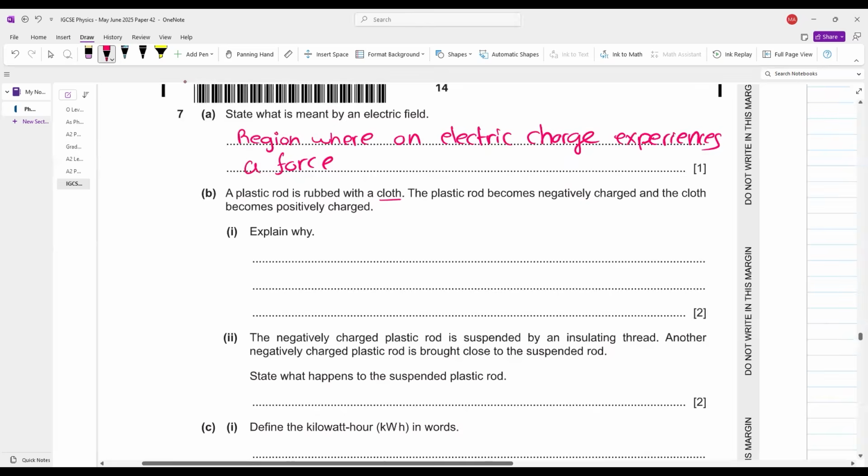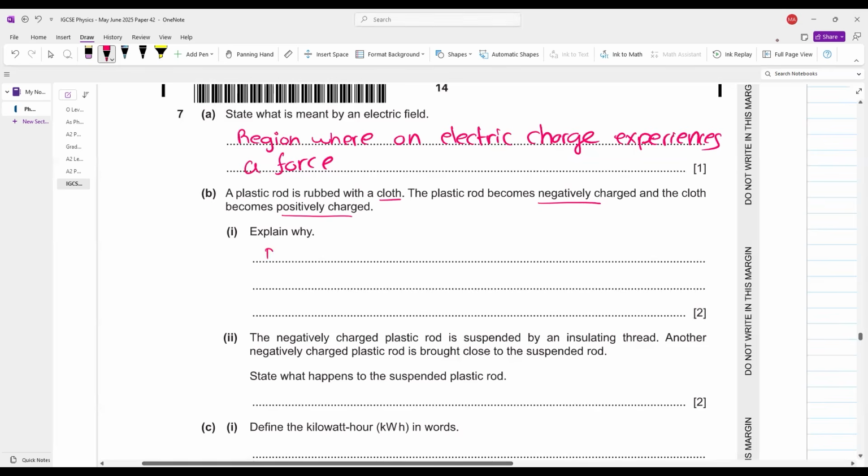A plastic rod is rubbed with a cloth. Okay. The plastic rod becomes negatively charged and the cloth becomes positively charged. Explain why. Plastic rod negatively charged क्यों हो रही है? Because it is gaining electrons. The cloth becomes positively charged. Why? Because it is losing electrons. So what will you say?